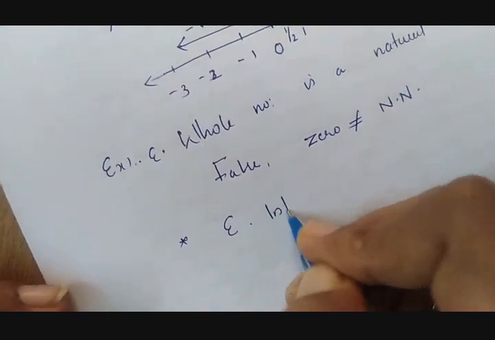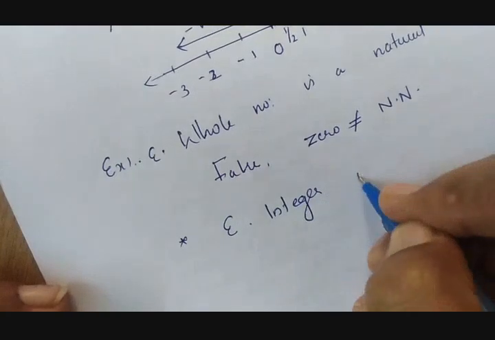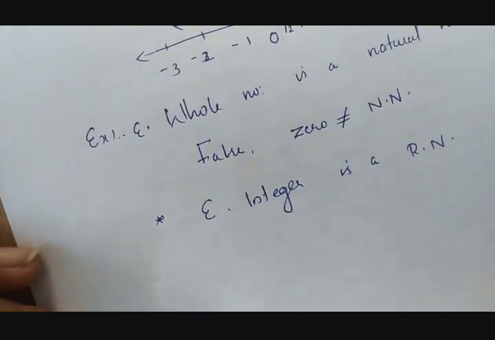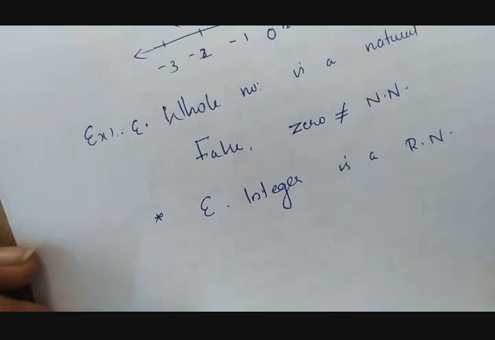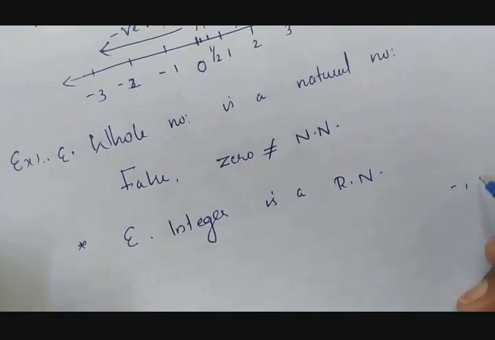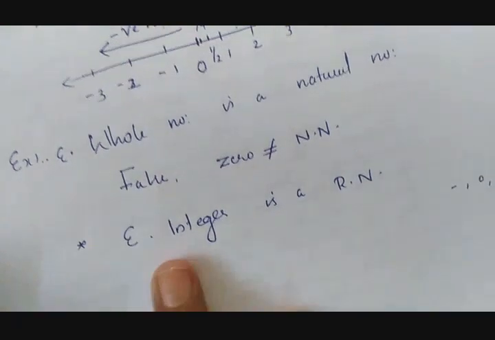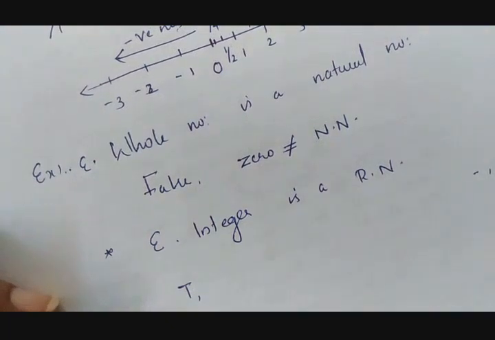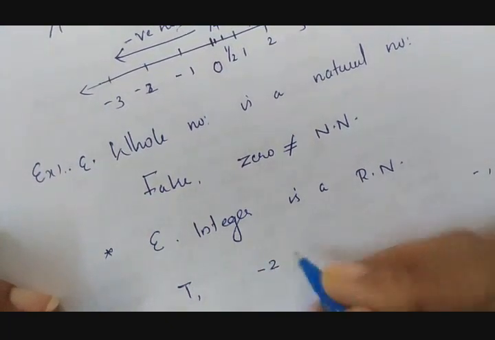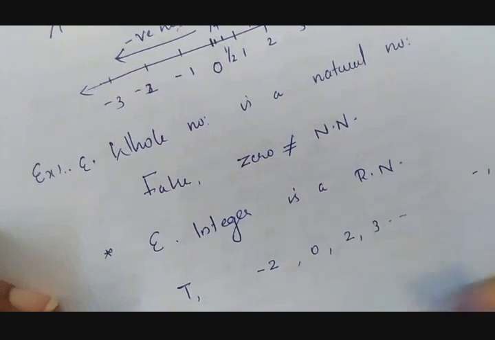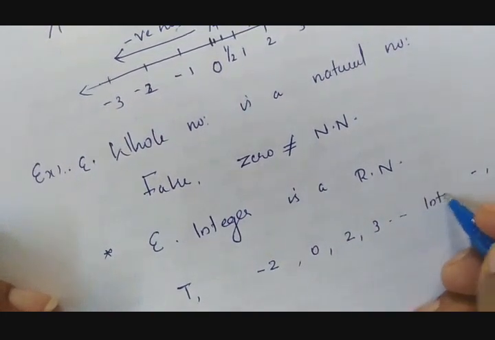Every integer is a rational number. Is it true or false? Every integer means all negative numbers, 0 and positive numbers. Every integer is a rational number. It is true because we have values like minus 2, 0, 2, 3, etc. in the integer category set.